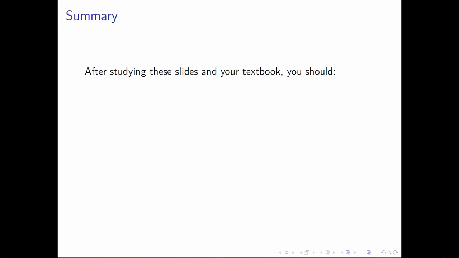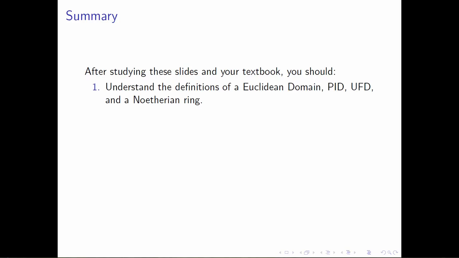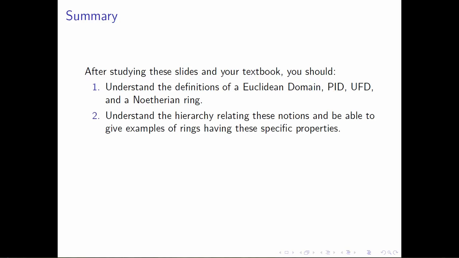Alright. Jumping ahead to the summary. After studying these slides and your textbook, you should understand all of the main definitions here. So you should know and understand the definition of a Euclidean domain, a PID, a UFD, and a Euclidean ring. You should also understand the hierarchy that relates these notions. So you should be able to give examples, when they've been provided for you, of rings that have these specific properties. What you'll be asked to do on your homework is I'll give you a handful of domains, and you need to take a look at them to see what you can understand in order to classify something as fully as possible.